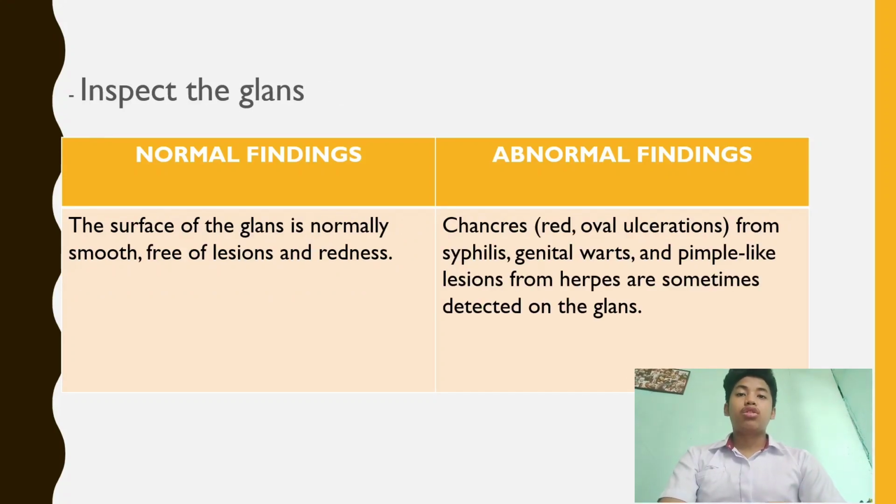Inspect the glans. Observe for size, shape, and lesions or redness. For the normal findings, the glans size and shape vary, appearing rounded, broad, or even pointed. The surface of the glans is normally smooth, free of lesions and redness. For abnormal findings, chancres, red oval ulceration from syphilis, genital warts, and painful blister-like lesions from herpes are sometimes detected on the glans.